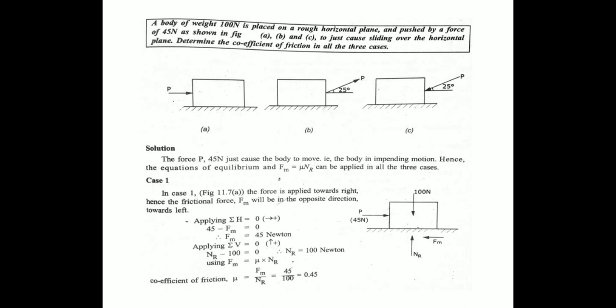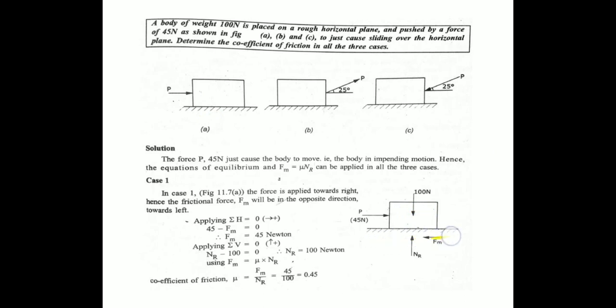Numerical problem. A body of weight 100 Newton is placed on a rough horizontal plane and pushed by a force of 45 Newton as shown in figures A, B, C, to just cause sliding over the horizontal plane. Determine the coefficient of friction in all the three cases. So case 1, and consider figure A. Step 1, draw the free body diagram.